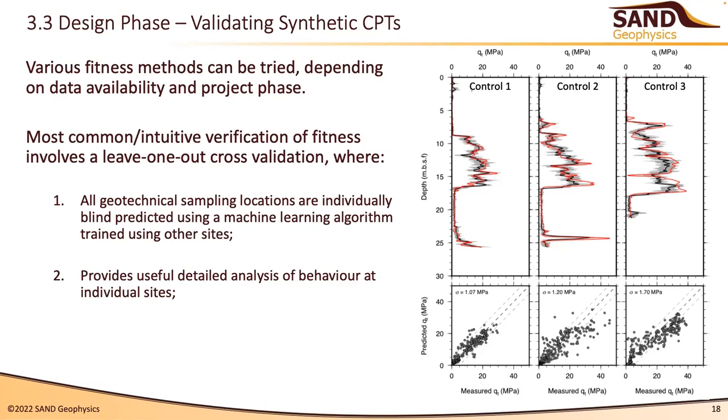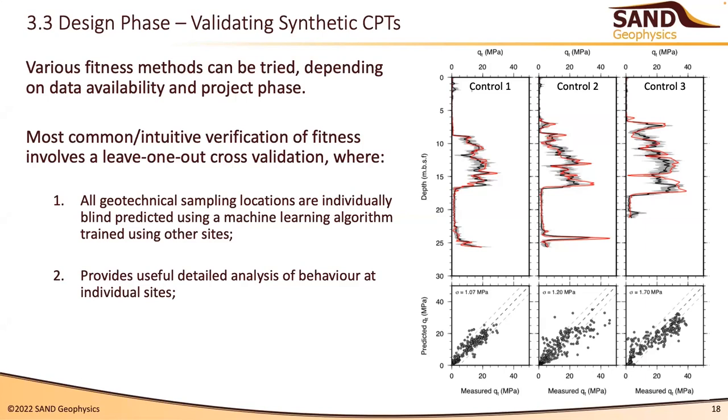the fine detailed variability. And we see that here in these data from the North Sea, where the red line is the real data, the black line is the best prediction, and the shaded gray region is the confidence interval based on that prediction, for three control points. In each of these cases, the network was trained using all the other data and then blindly predicted into this control point. By doing it in this way, you can really pull apart and look at the importance of individual sites for capturing particular soil conditions.